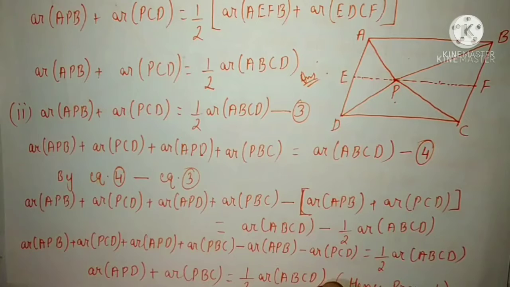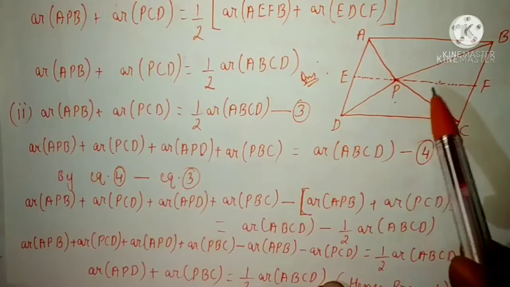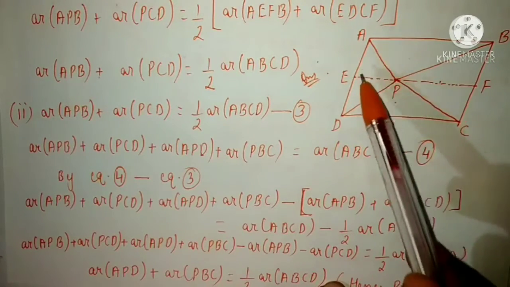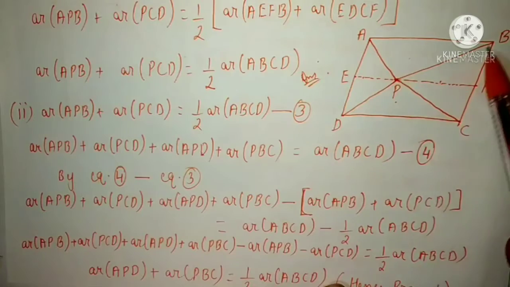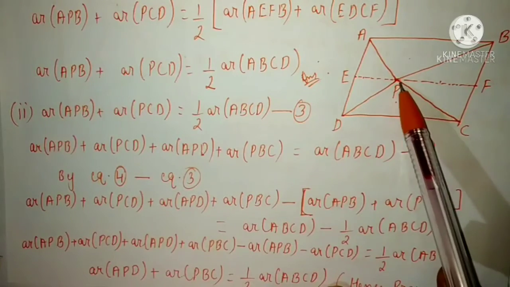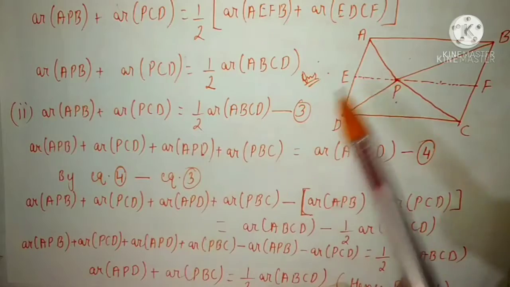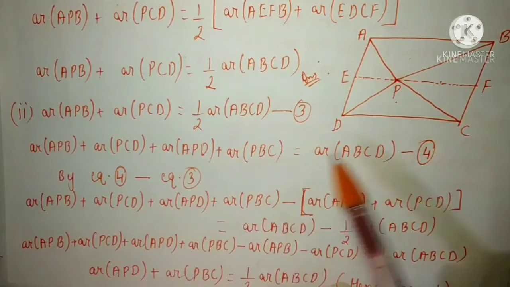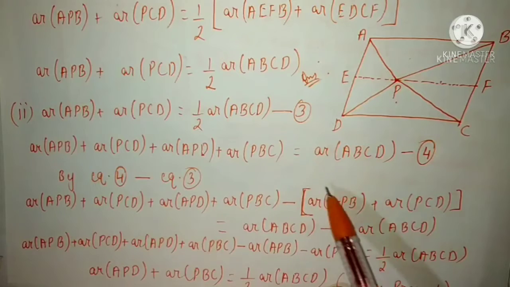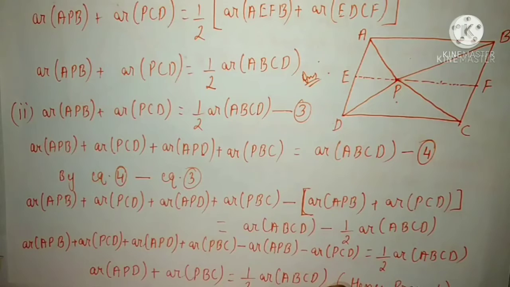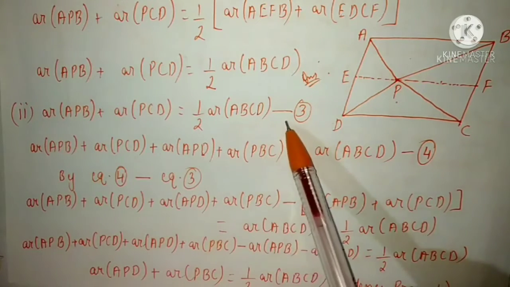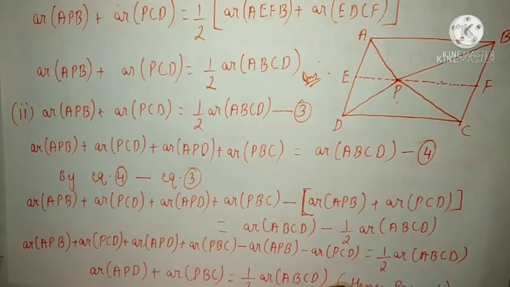Now in the figure we can see that there are 4 triangles, and the sum of the areas of all 4 triangles will be equal to the area of the full parallelogram ABCD. So we can write area of APB plus area of PCD plus area of APD plus area of PBC is equal to area of parallelogram ABCD. Now name this as equation number 4. This was equation number 3 and this is equation number 4.